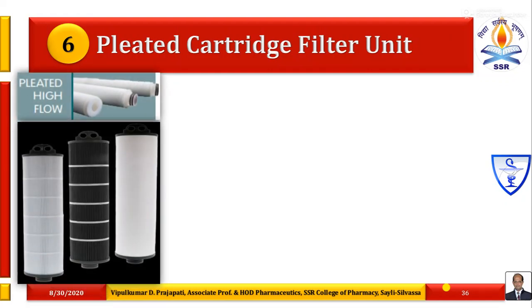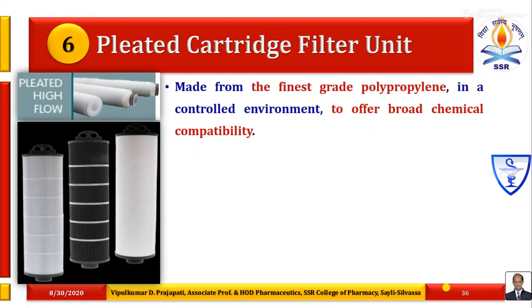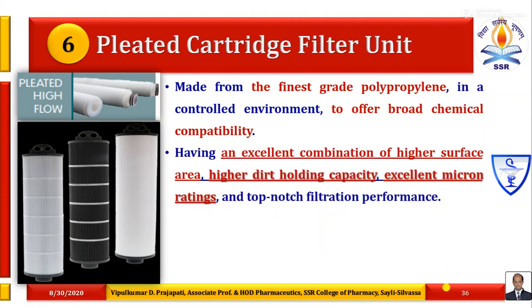So this is the image showing the pleated cartridge filter unit having high flow, made from the finest grade polypropylene in a controlled environment to offer broad chemical compatibility. They have an excellent combination of higher surface area, higher dirt holding capacity, excellent micron rating, and top-notch filtration performance. They are used in automobile industries for the filtration of air as well as filtration of liquid or oil.